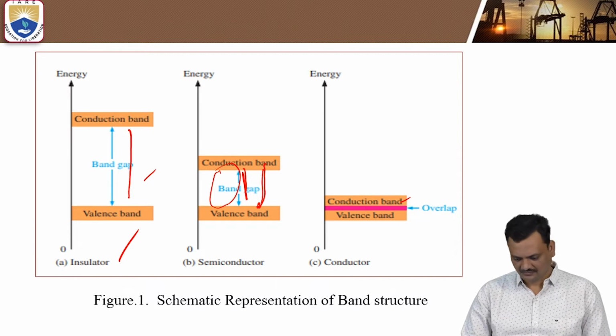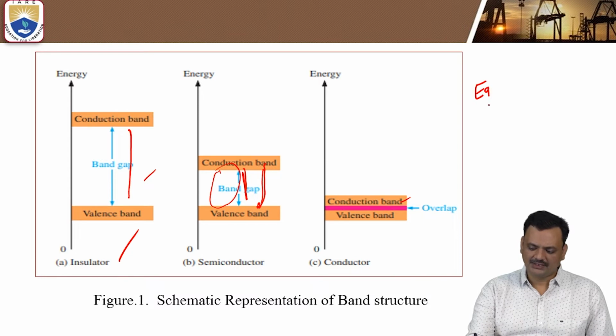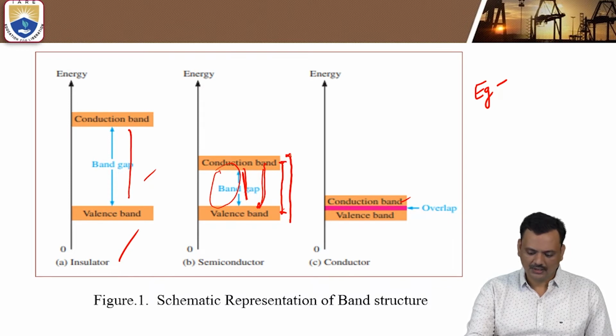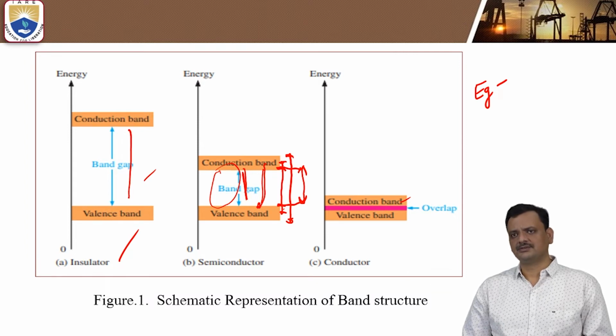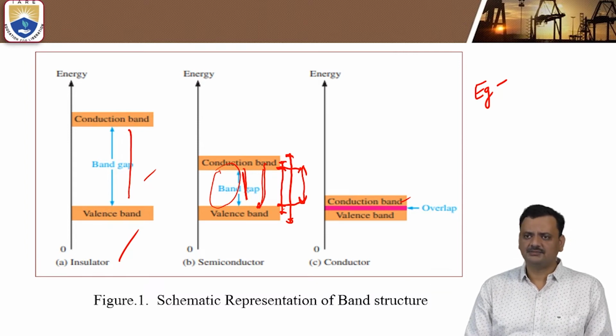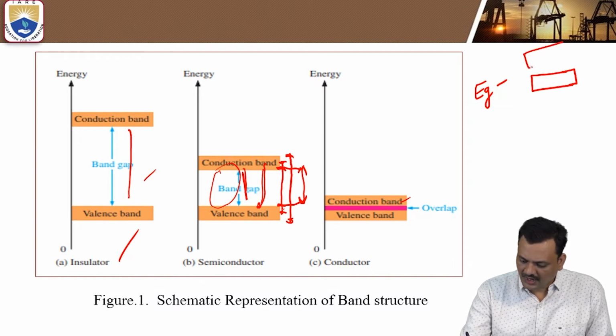So here I want to clear one thing. What is the energy band gap, EG? What is it? Is it the difference between here to here, here to here, or here to here? What is EG? So EG is basically, suppose this is your valence band, and this is your conduction band.